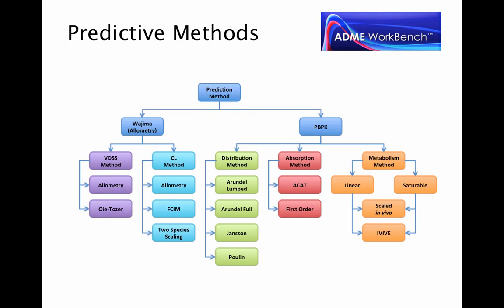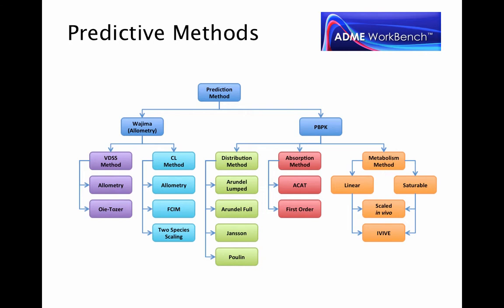Two general approaches for predicting in vivo pharmacokinetics are supported in ADME WorkBench: Allometry, based in the Wajima method, and physiologically based pharmacokinetics. Each of these methods in turn uses a variety of sub-methods to compute necessary PK quantities based on the available inputs.